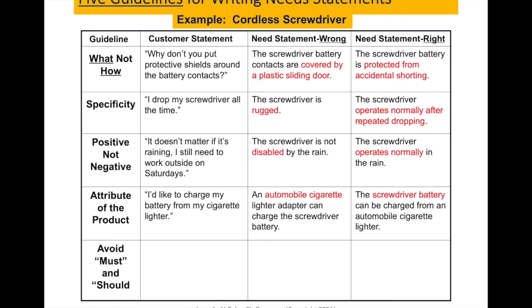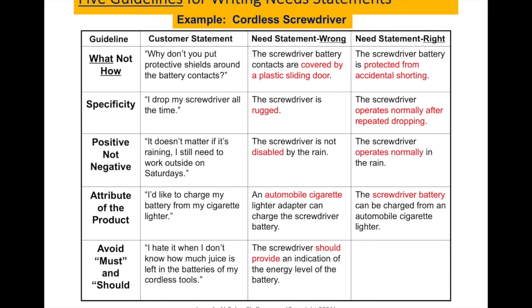The last comment is to avoid must and should in your need statements. So, one of the customers mentioned, I hate it when I don't know how much juice is left in the batteries of my cordless tools. So you could say the screwdriver should provide an indication of the energy level of the battery. That's a wrong statement. A better statement is that the screwdriver provides an indicator of the energy level of the battery. And then you leave it to the design team to decide how that will happen. So I hope these 5 guidelines help you in translating customer needs into need statements.